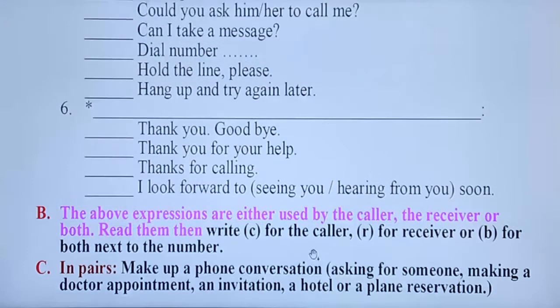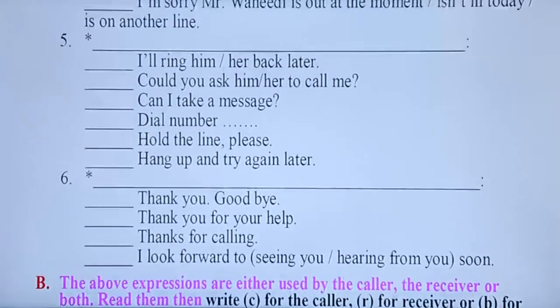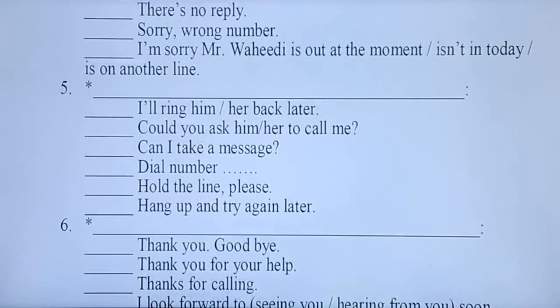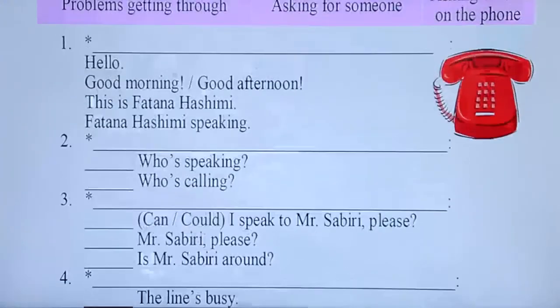So let's do part B. Then the first expression is hello. Who used this one? Great, excellent. The caller. So we can write down C. Let's start from this one. Who's speaking? Very good. It can be receiver, yeah? Or the caller. For both we can use this one. So we can write down B.